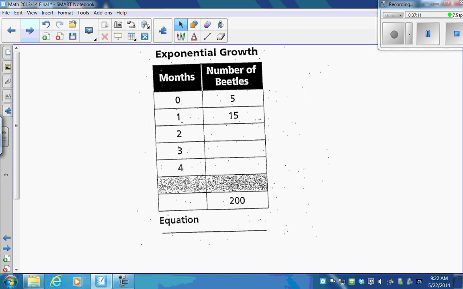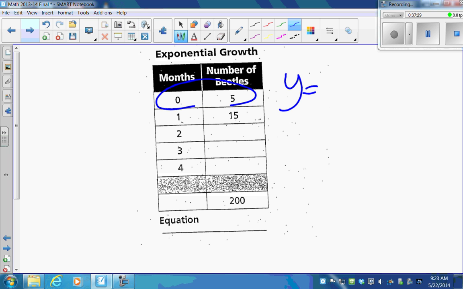Next page. So this is exponential growth. So this goes up by a certain amount every time, but exponentially. So you have to ask yourself, how did I get from 5 to 15 exponentially? So if you remember from your notes sheet, you'd write your y-intercept first. My y-intercept is 5.